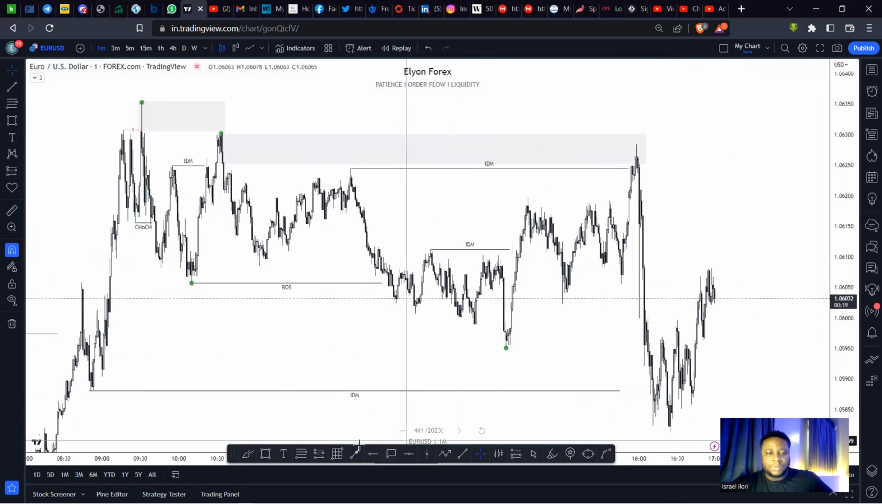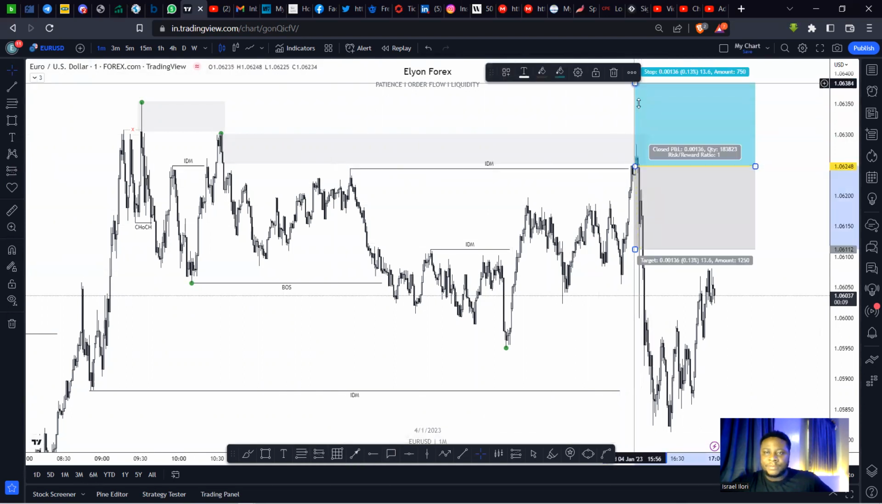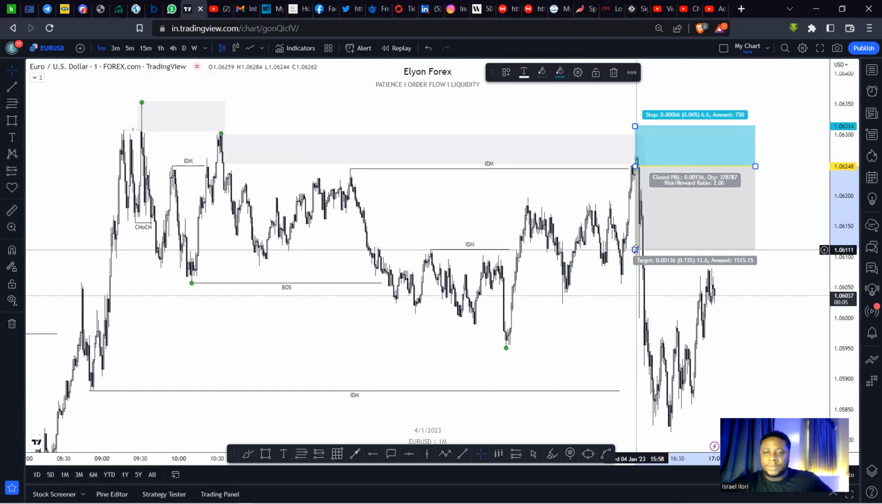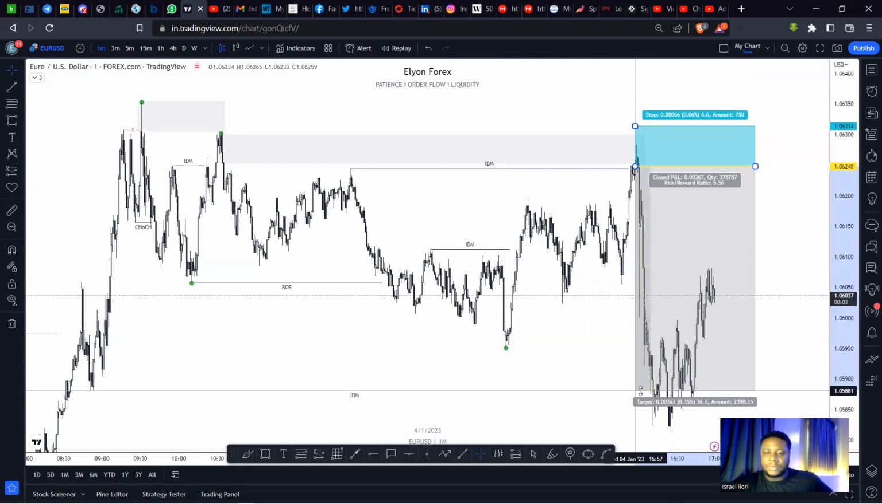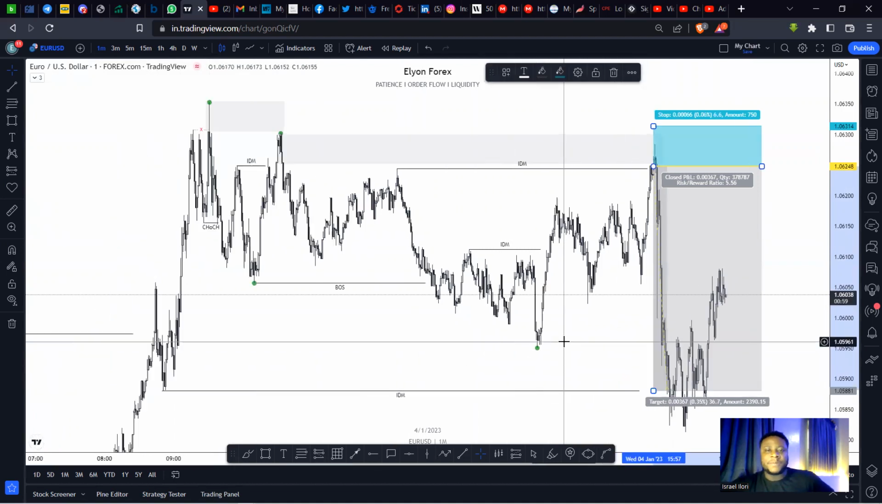So I would have entered here. Okay. So pips above the other block. So I'll be targeting this low, and this was around a 1 to 5 hour trade.